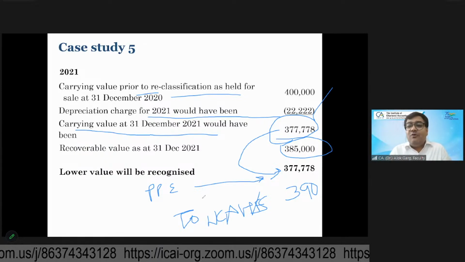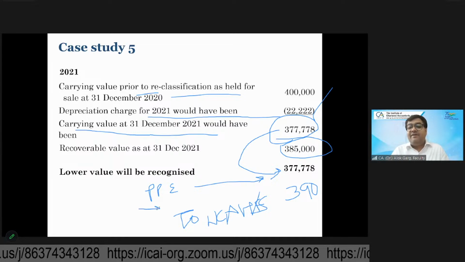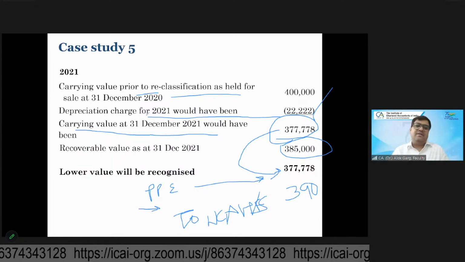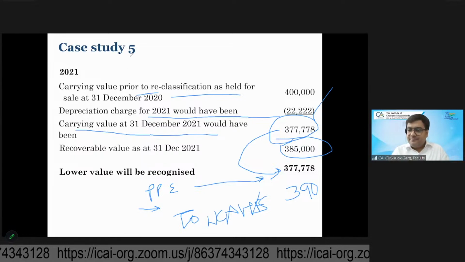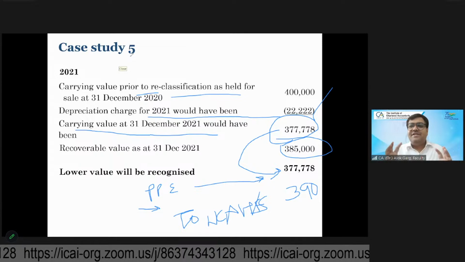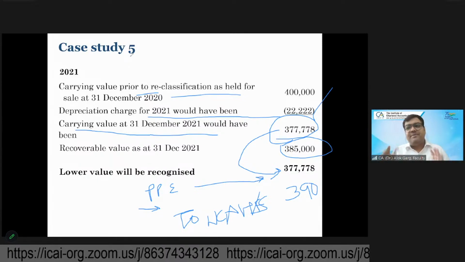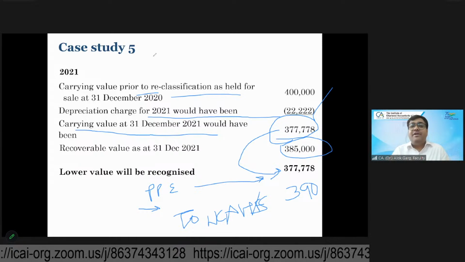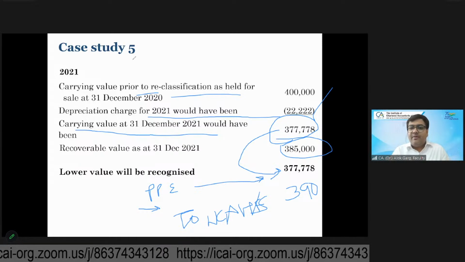The differential will go to impairment loss, the balancing figure. Impairment loss on change in classification as held for sale. Impairment loss. Correct? Is that right? Impairment loss on change in classification from held for sale to PP and E. And what is the value? 12,222 is the value. Okay.